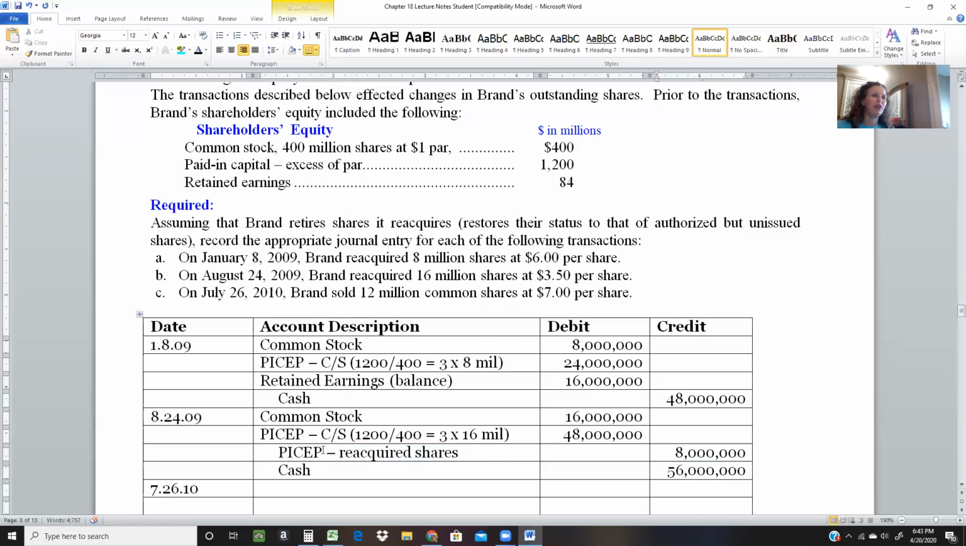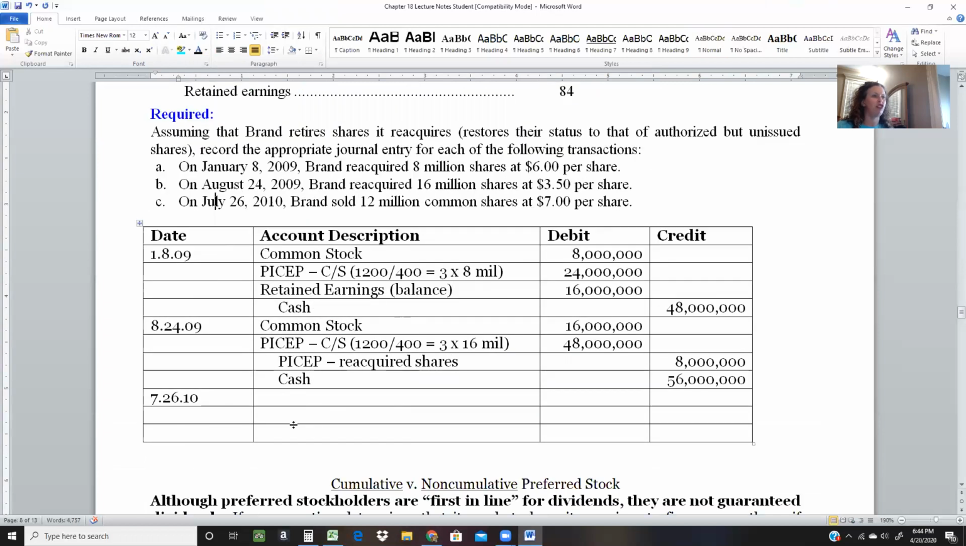Later on, when we sell reacquired shares or whatever, we can use that account to wipe out something like this. So next time we reacquire shares, instead of debiting PICEP, common stock, and retained earnings, we can use up this PICEP. Then on July 26th, Brand sold 12 million common shares at $7 a share.